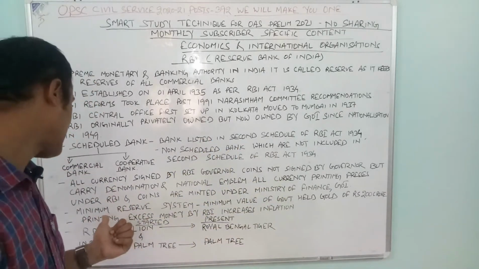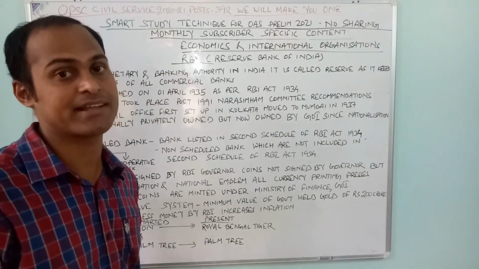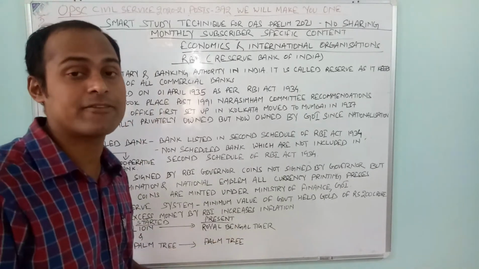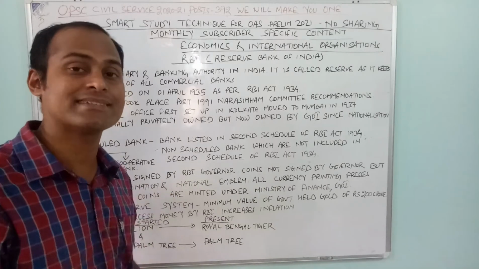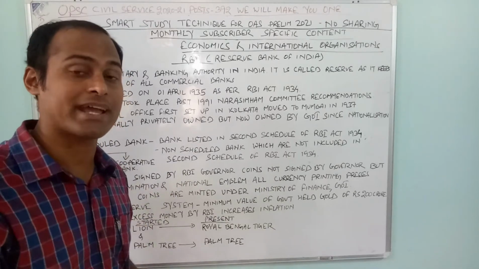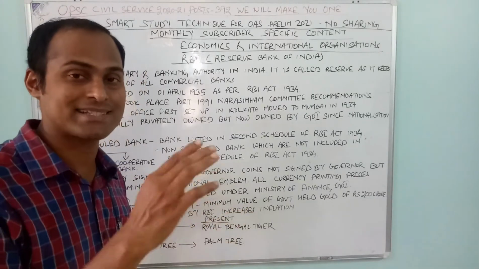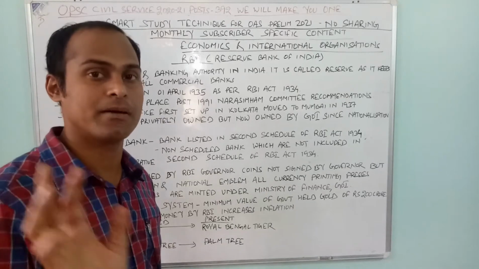Remember this: RBI Insignia. Last year they asked a question regarding this. In the initial phase, it started with a lion and palm tree. Later on, it changed into a Royal Bengal tiger and palm tree. The first one started with the lion and palm tree; currently it is the Royal Bengal tiger and palm tree.